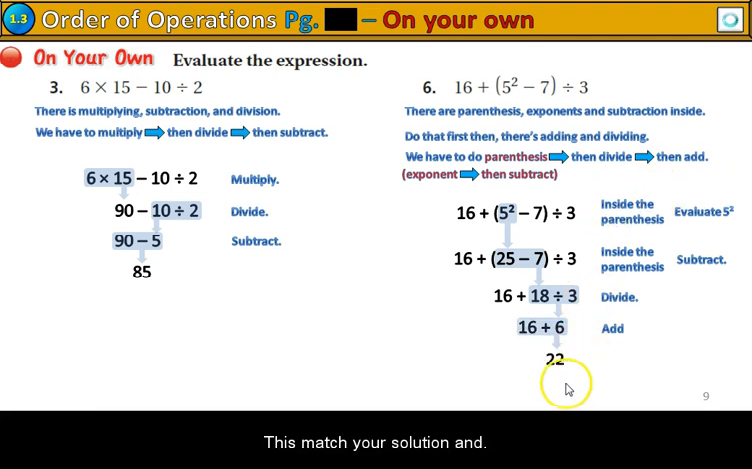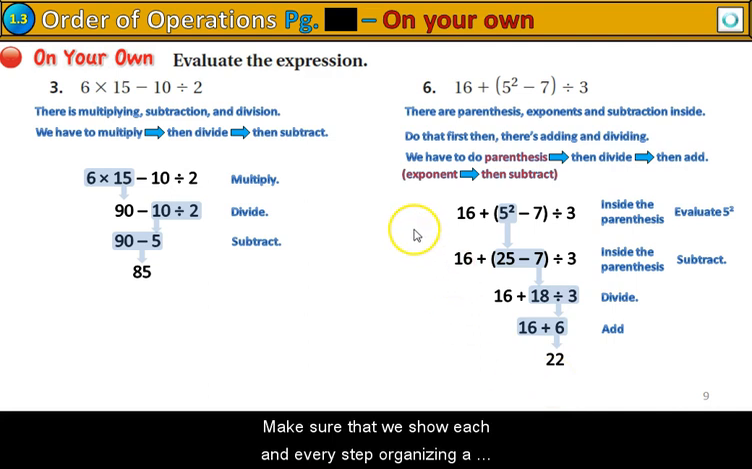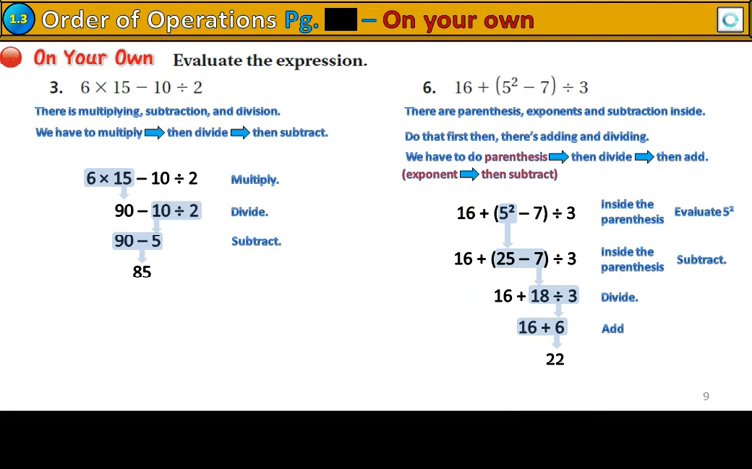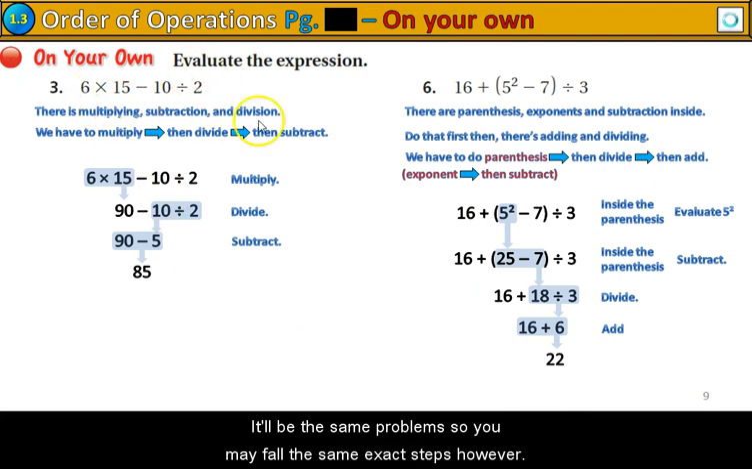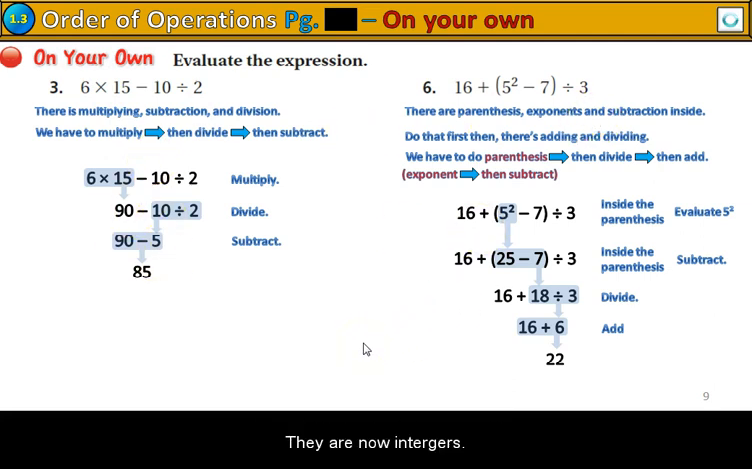Did this match your solution and work? Again, make sure that we show each and every step organized in a manner one step at a time. So now it's time for the homework. It'll be these same problems, so you may follow the same exact steps. However, there are now integers, meaning negative and positive numbers. Let's take a look.